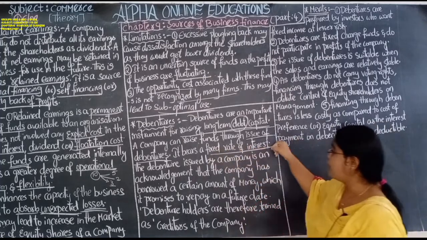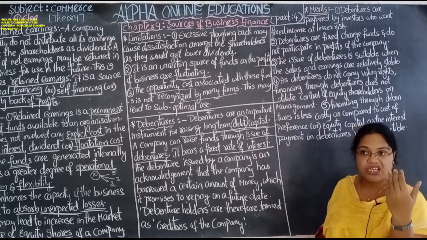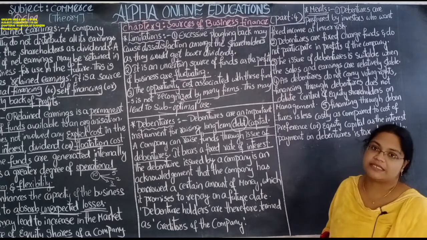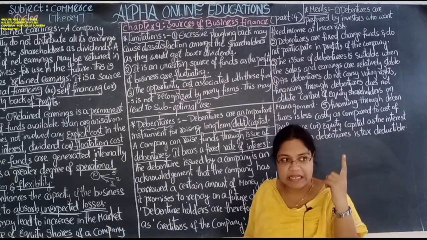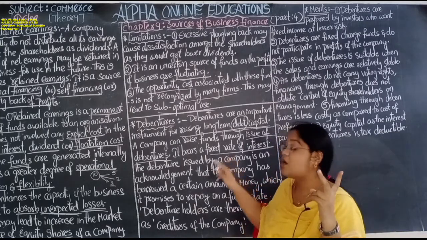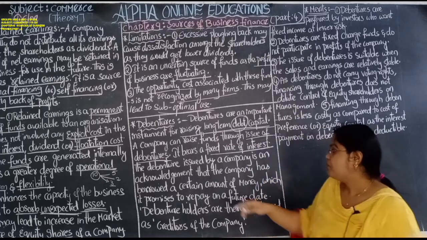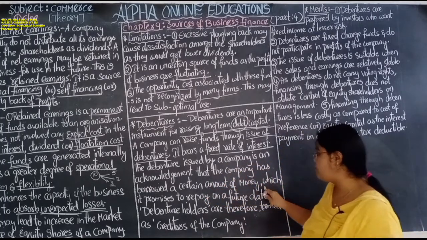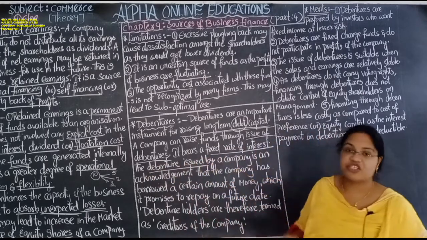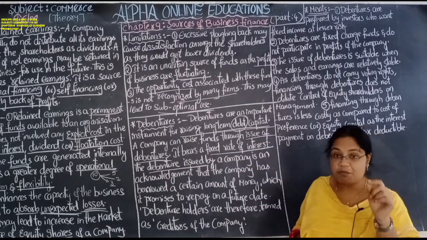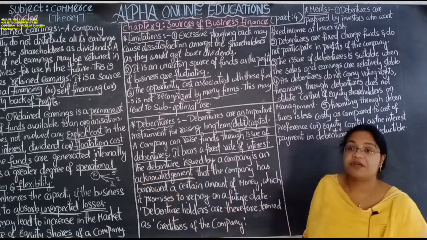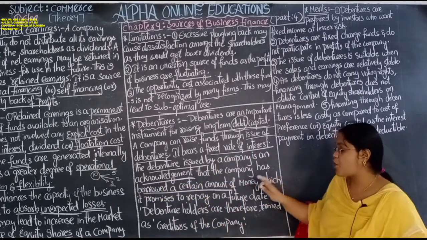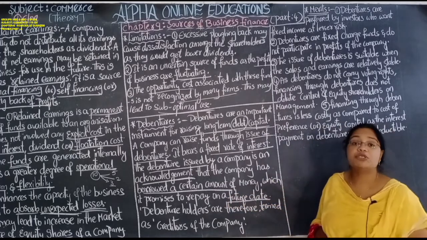It bears a fixed rate of interest. So the preference shareholders will get a fixed rate of dividend, the debenture holders will get a fixed rate of interest. This should be remembered. The debentures issued by the company are an acknowledgement that the company has borrowed a certain amount of money. Acknowledgement means it indicates that the company has borrowed a certain sum of money which is promised to be paid on a future date.